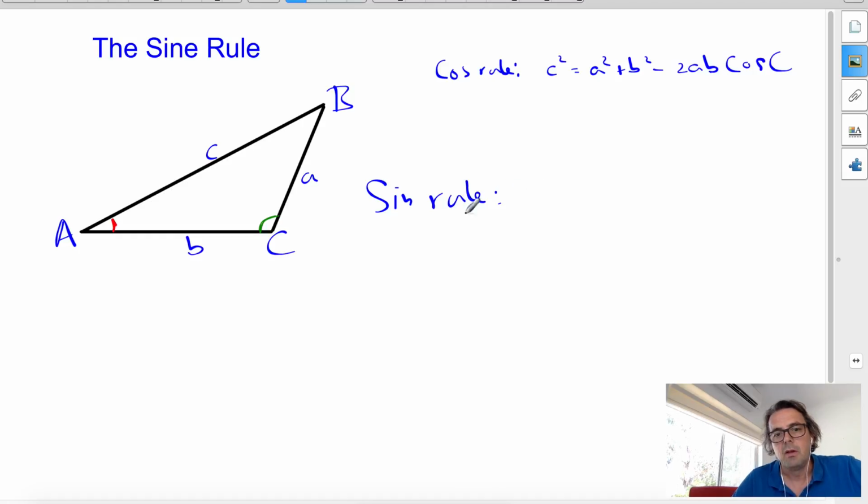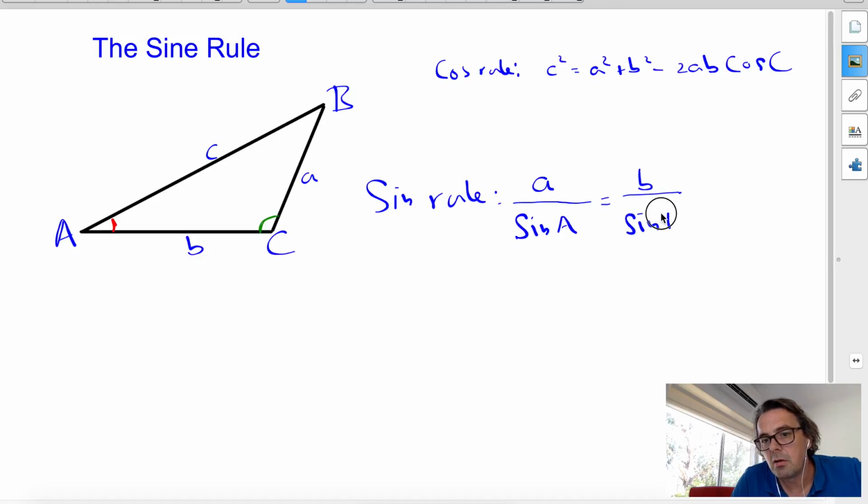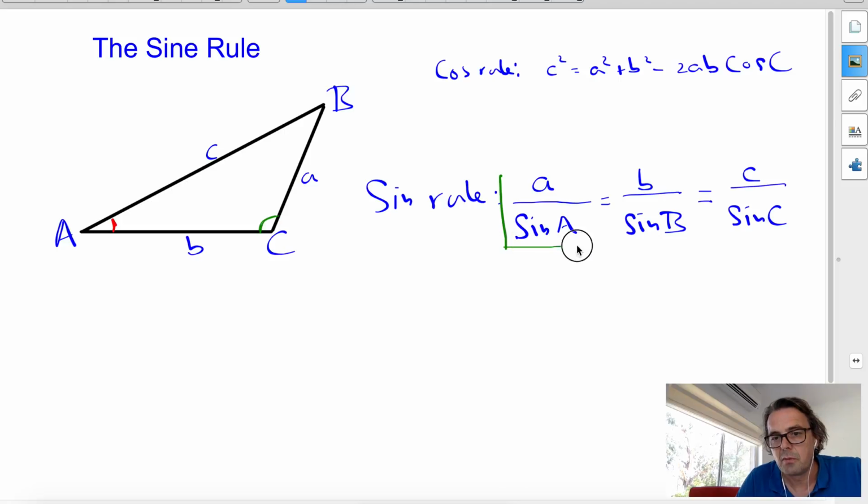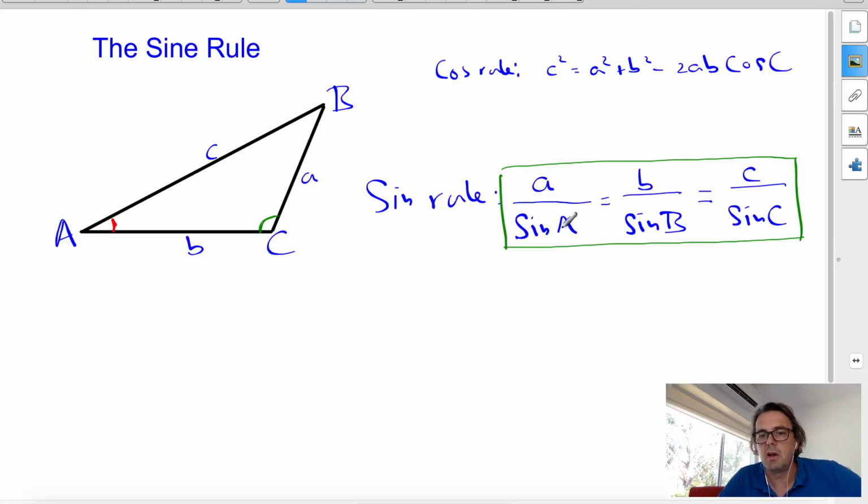And the sine rule says that for side a, if you divide the length of side a by the sine of angle A, you get the same proportion, the same fraction, as b over sine B. And again, that is the same fraction, same proportion as c over sine C. So the sine rule works in three parts, because a triangle has three sides and three vertices. Side a divided by sine A equals side b divided by the sine of B equals side c divided by the sine of C.